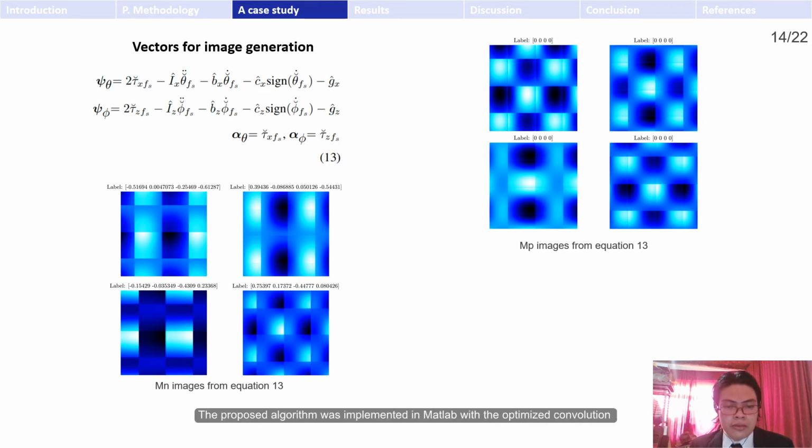The algorithm was implemented in MATLAB with the optimized 2-dimensional convolution function, and the functions to handle the NVIDIA graphics unit. The data generation and CNN training, and the algorithm, run on a personal computer.